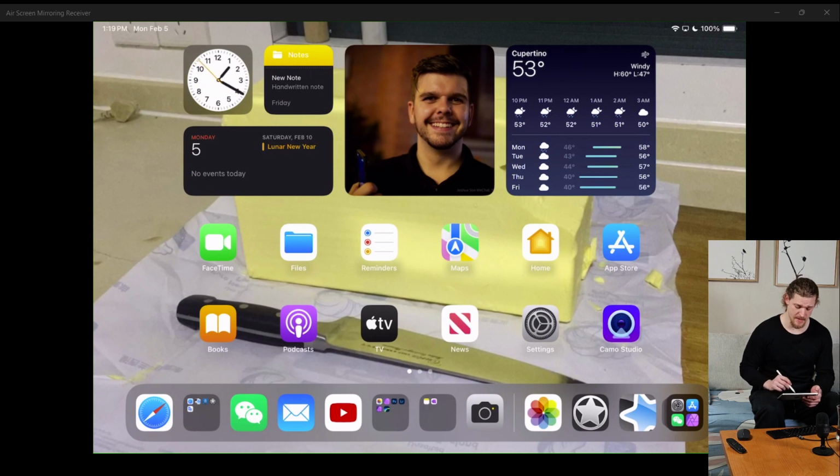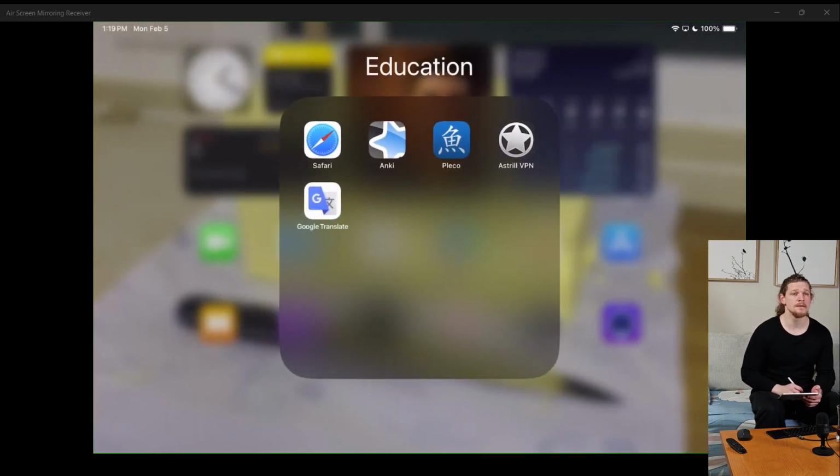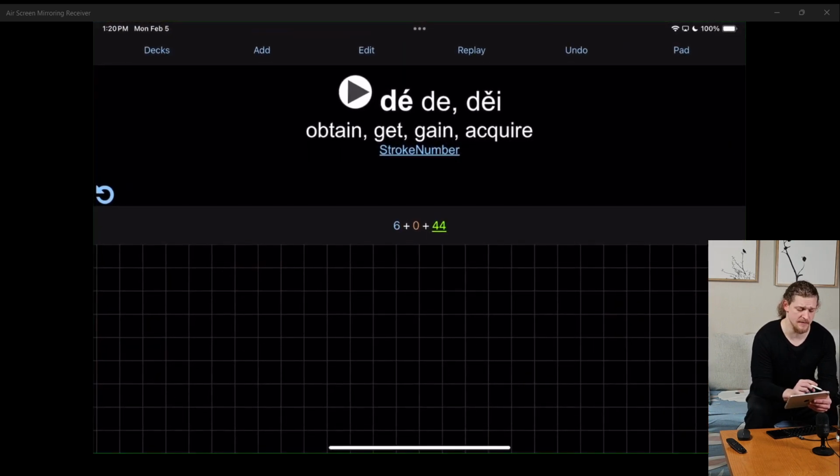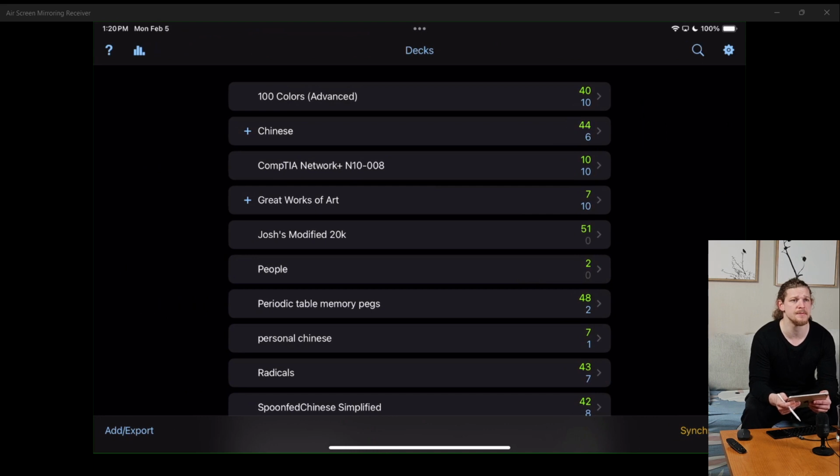I am learning Chinese. So I've got my iPad hooked up to my PC right now. We are going to be making use of Anki. Anki is a flashcard application. A lot of people, especially those who are learning languages, will be really familiar with it.